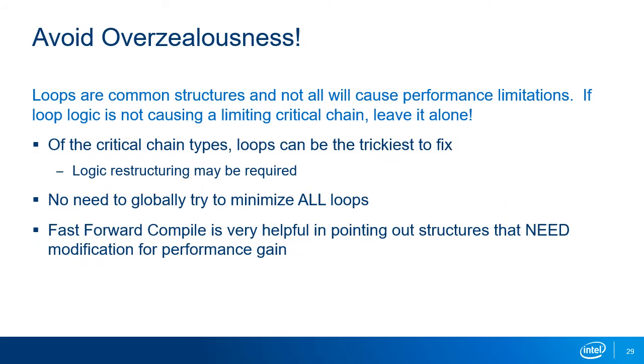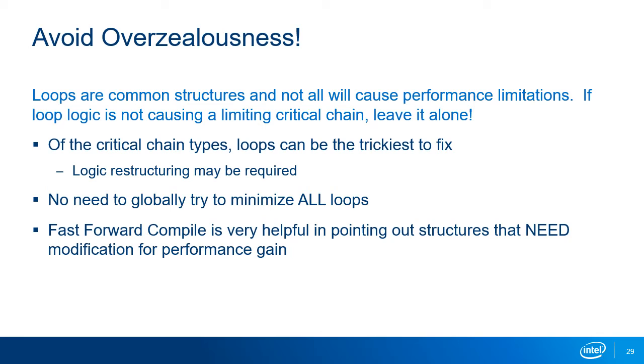One thing to keep in mind is that loops are a very common design structure. This means that not all of them are going to cause you critical performance limitations. So there is no reason to systematically try to go through your design in an attempt to optimize all of them. Some loops may be very tricky to optimize depending on their function and what they're connected to. Some may require pretty drastic or complex restructuring.